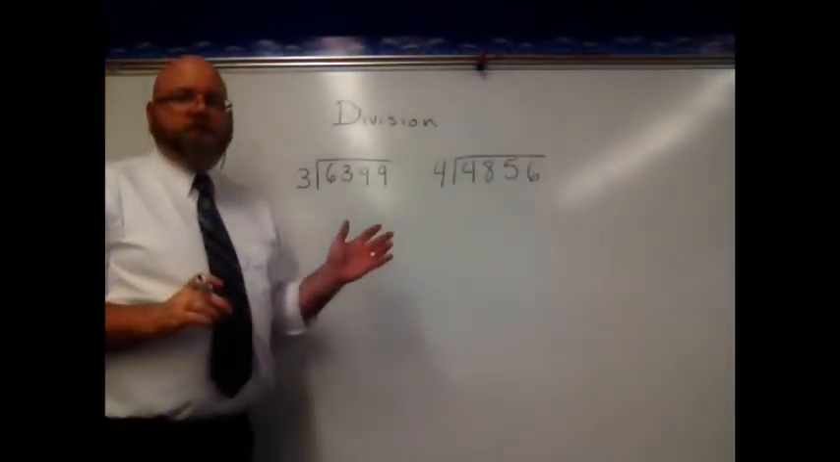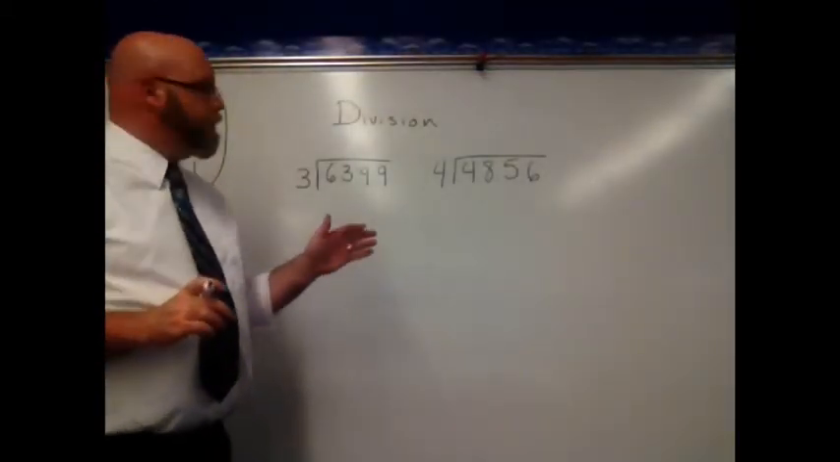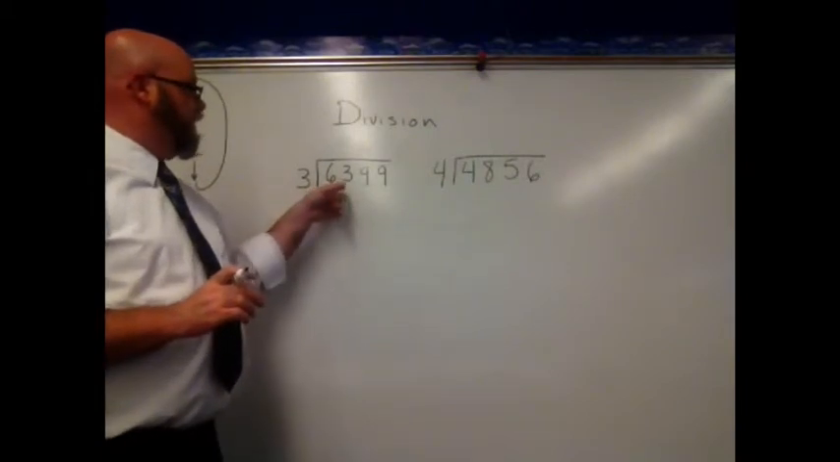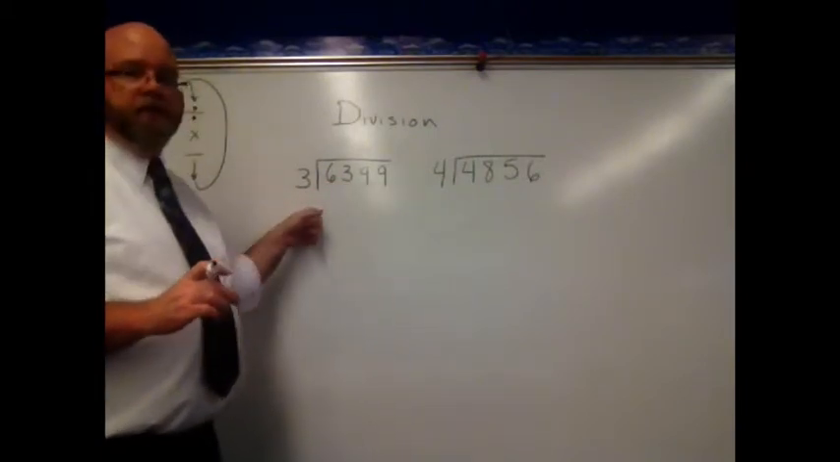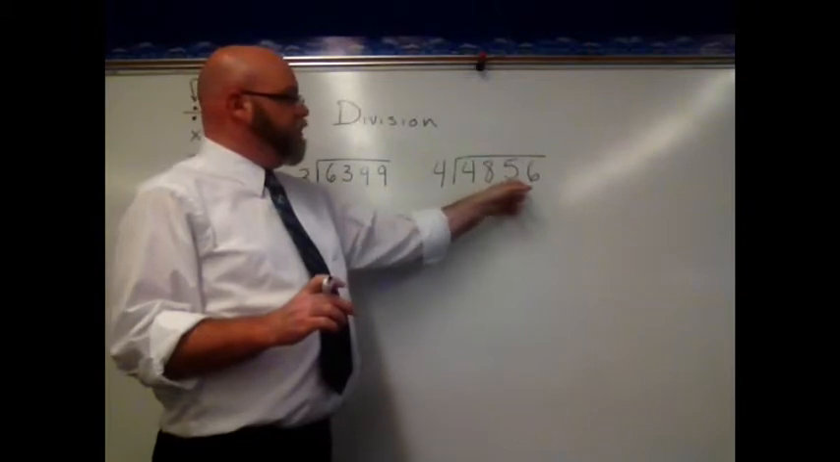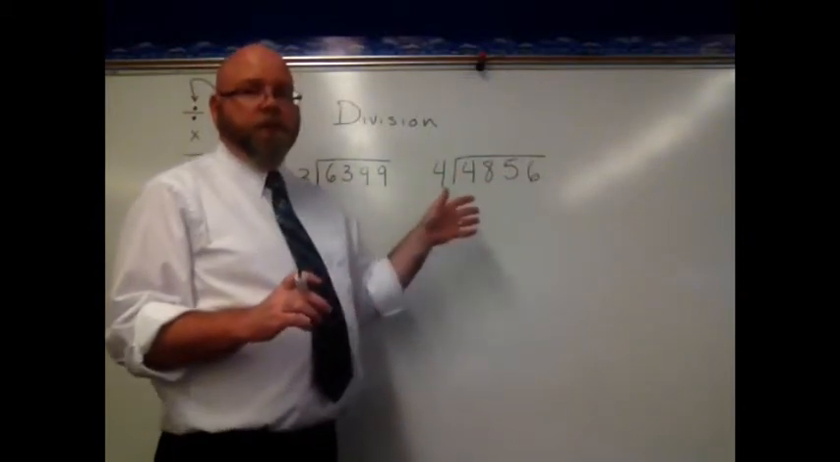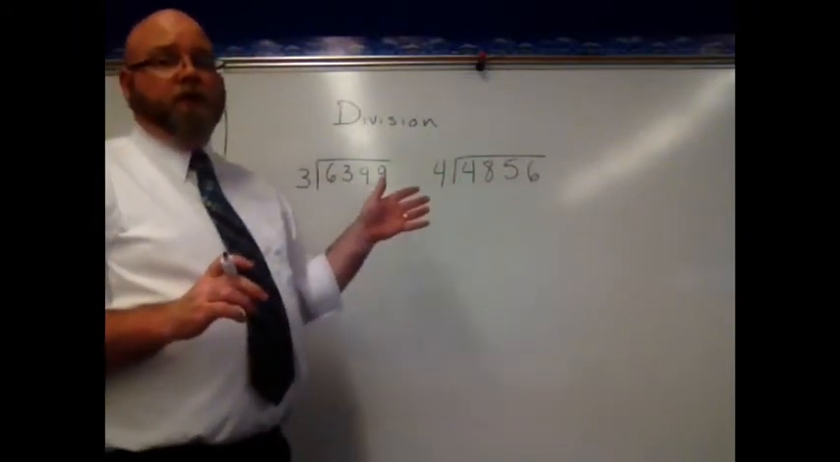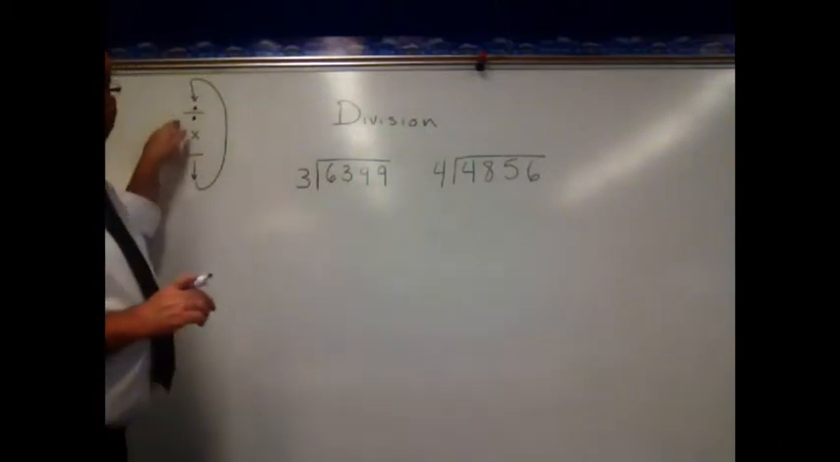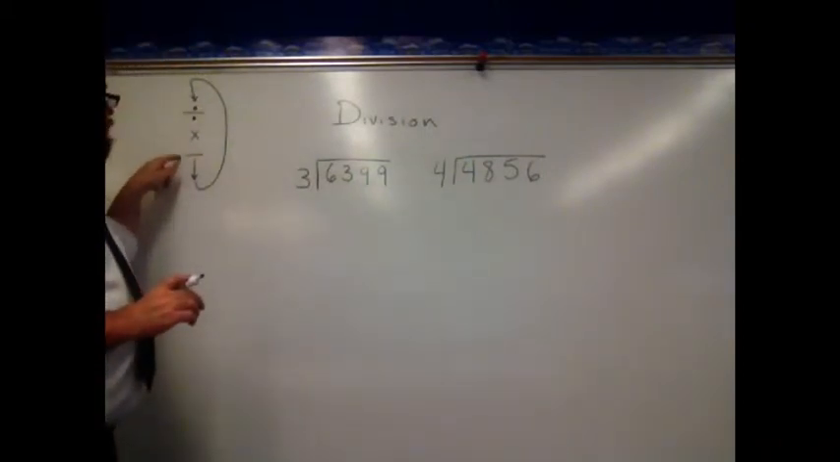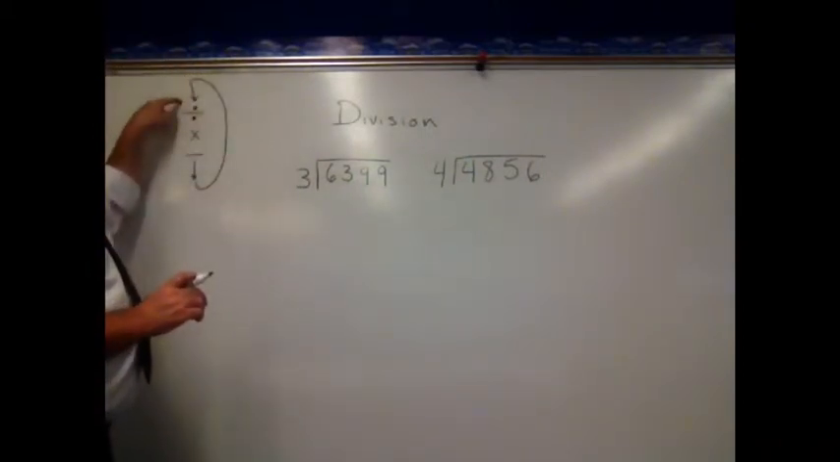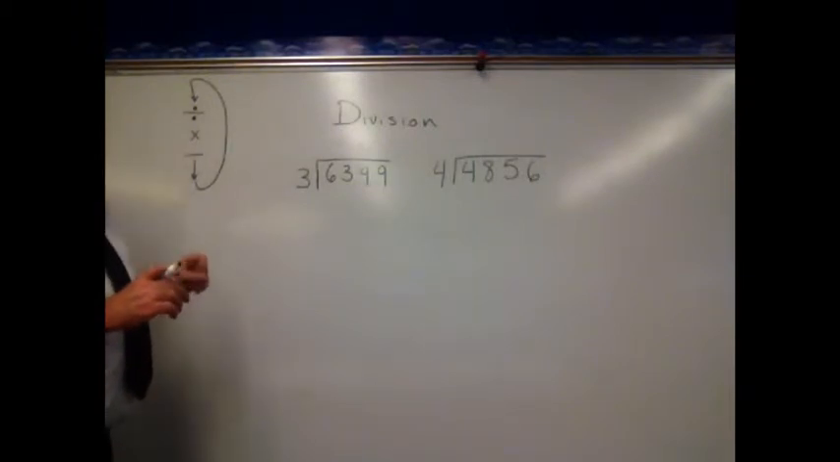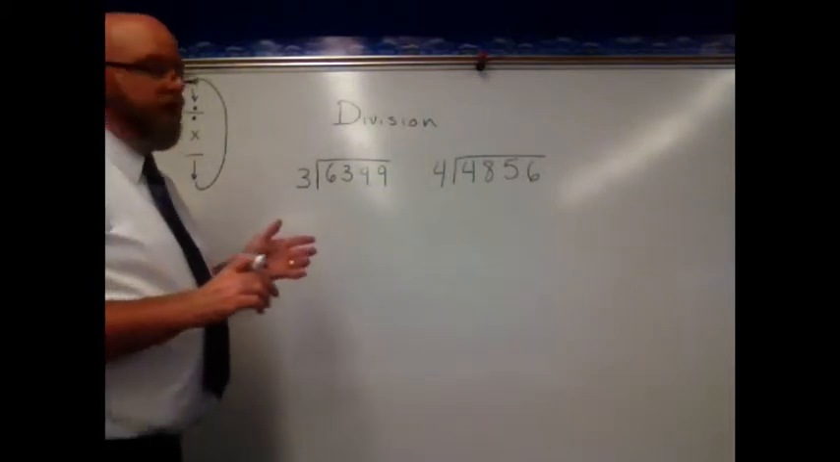Let's take a look at actually solving a couple of division problems. We have 6,399 divided by 3 and 4,856 divided by 4. The steps I'm going to take while I'm doing this division are divide, multiply, subtract, bring down, and then I'm going to repeat and continue to repeat until the problem's completely solved.